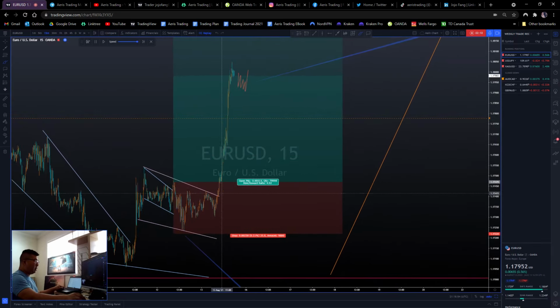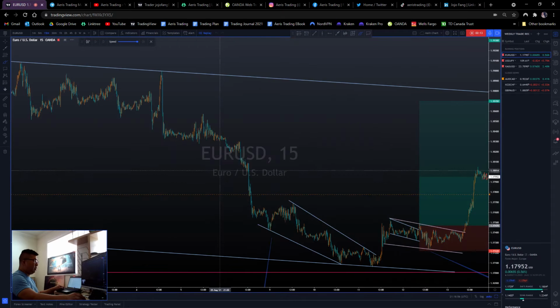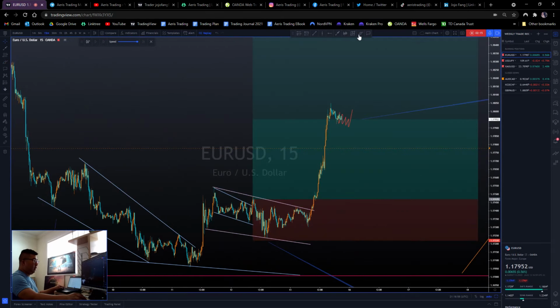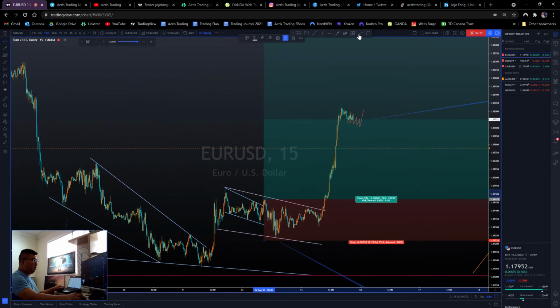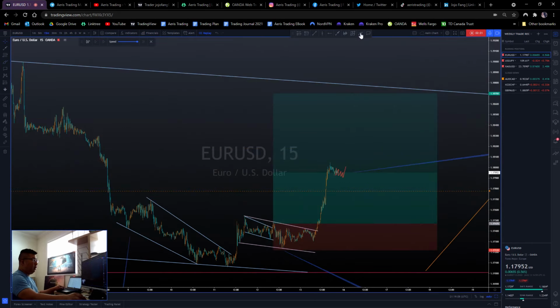And on Friday morning, when the New York session started, we saw a pretty strong surge to the upside and then a continued push to the upside. So this is all good for the price. And basically next week, I'm looking for continuation.